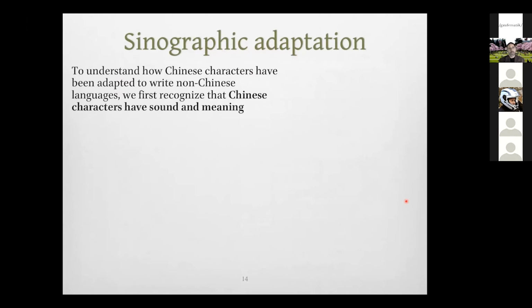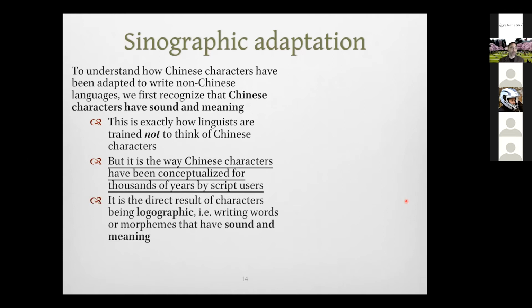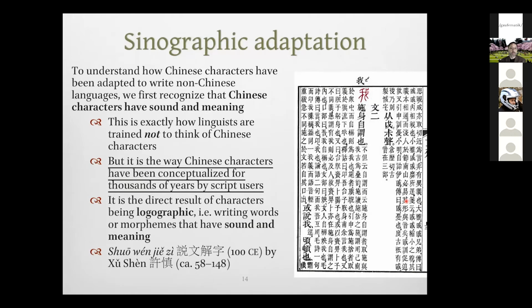If we want to understand how Chinese characters have been adapted to write non-Chinese languages through history, the first thing we have to recognize is that Chinese characters have a sound and a meaning. They are conceptualized that way. This really isn't how we're supposed to think of them as linguists. We're supposed to think of Chinese characters as representing linguistic units, which in turn may have sound and meaning. But this is the way Chinese characters have been conceptualized for thousands of years by script users. It is the direct result of characters being logographic and writing words or morphemes that have sound and meaning. And we see it already in an early important Chinese dictionary, the Shuowenjiezi of 100 CE, in which over 9,000 characters are described in terms of their pronunciation and their meaning, as well as their graphic components.